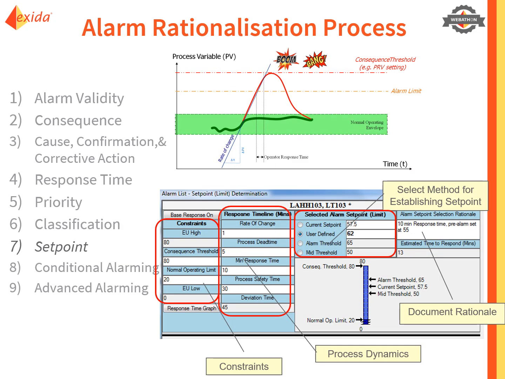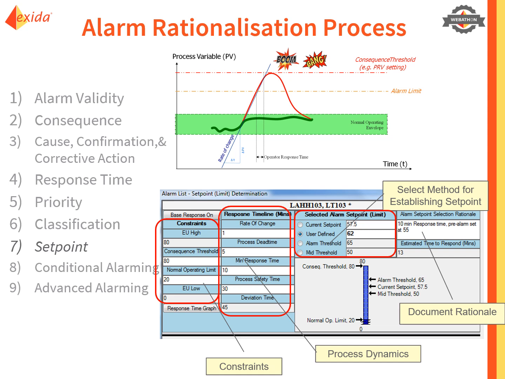And the next step in the rationalization would be setting the set point for analog alarms. And we have got in the tool ways of doing this. So if you enter in what your high and your low engineering units are, where the consequence thresholds are, you can also put in what the rate of the change of the process is. So it can work out for you how long you've got to respond to this. So you can use this to cross-check that the set point is in the right place.